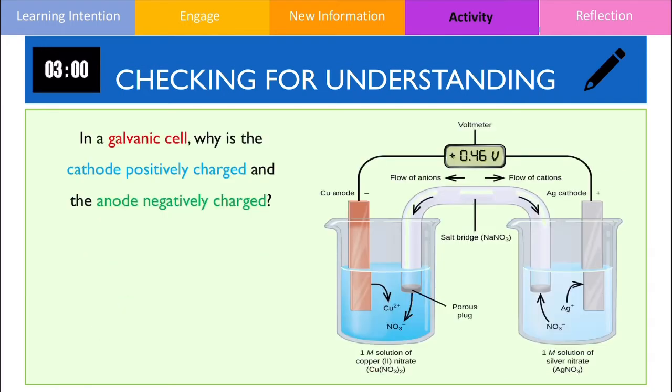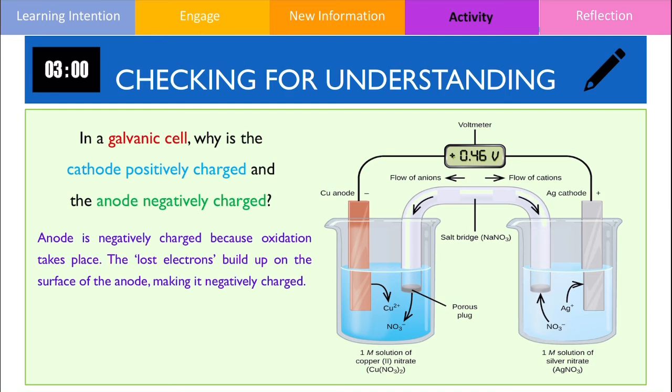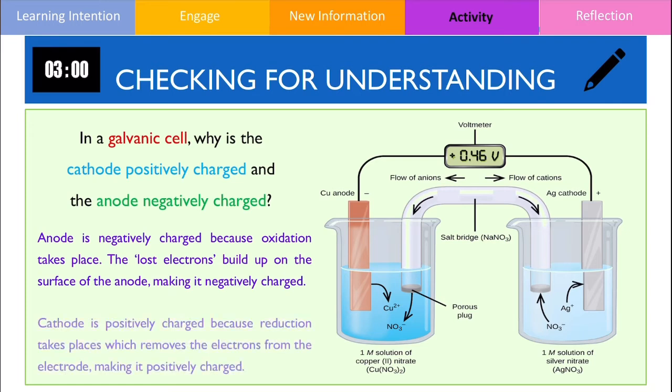In a galvanic cell, why is the cathode positively charged and the anode negatively charged? In your explanation, you should say that the anode is negatively charged because oxidation takes place, and the lost electrons build up on the surface of the anode, making it negatively charged, whereas the cathode is positively charged because reduction takes place, which removes the electrons from the electrode, making it positively charged.